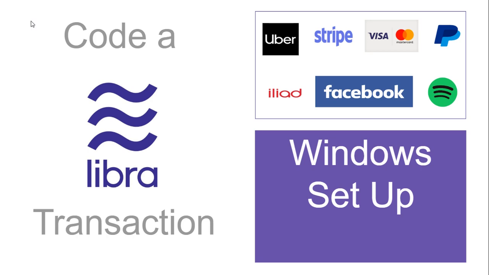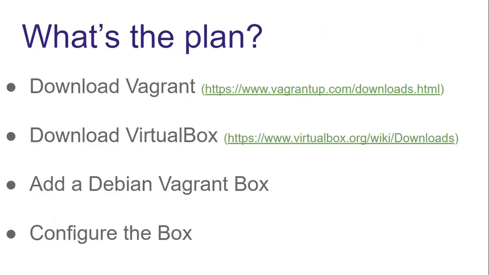In this video, I'm going to show Windows users how they can set up their development environment so that they can download and install Libra on their Windows machine. So, what's the plan? In a nutshell, we are going to enable virtualization. This sounds very complicated, but in fact it's not. It actually comes down to performing these 4 steps.